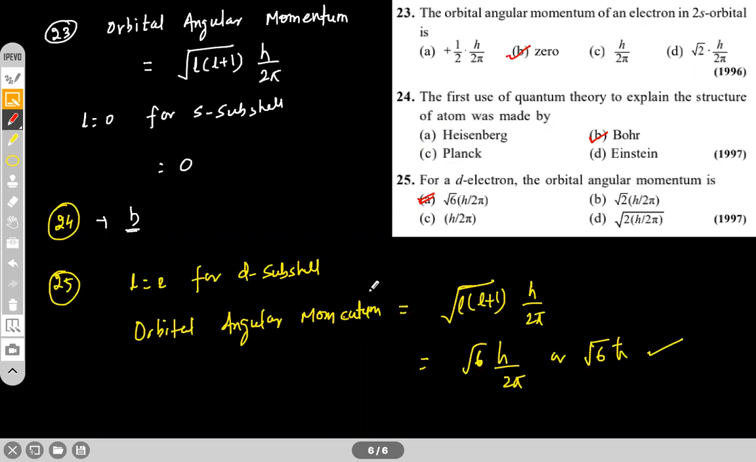So these are the questions that they most commonly ask in this particular chapter. We'll have another session on the same chapter, atomic structure, and we'll see the different types of questions that have been asked in this chapter. Okay, thank you so much.